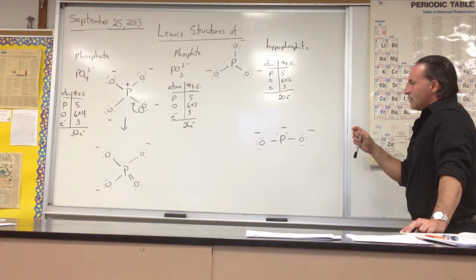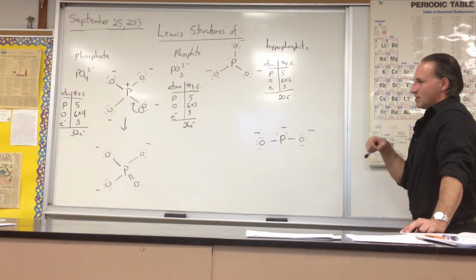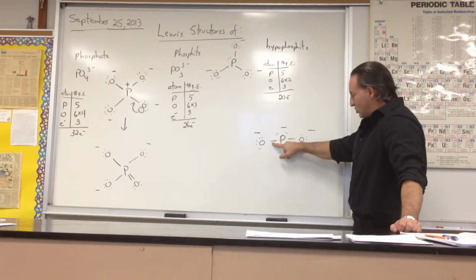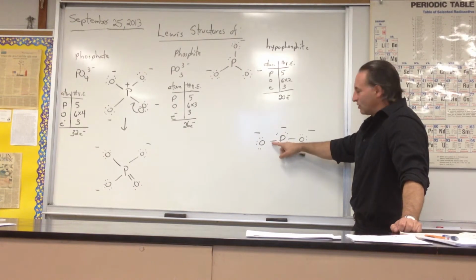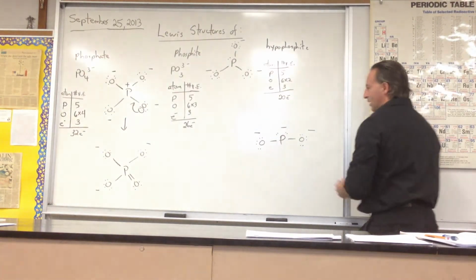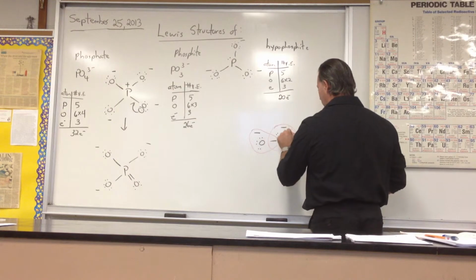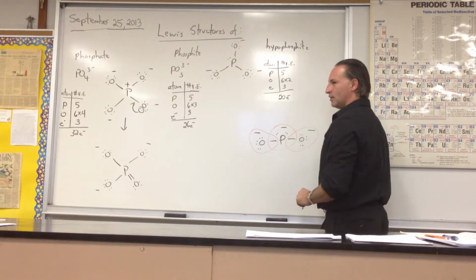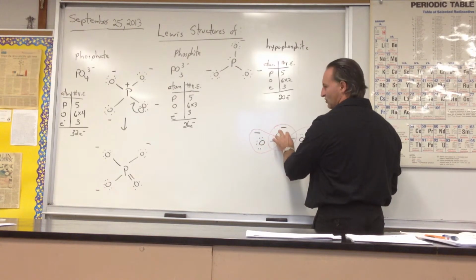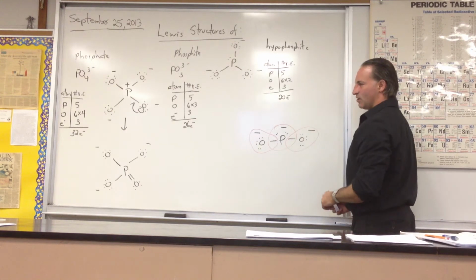For octets, it's sufficient for an atom to be sharing an electron for it to be counted as its own. So when I'm doing octets, the bonds, which represent shared electron pairs, still count as though they belong to the atom. If you were to draw how octets are counted, you would go like this. So this oxygen atom thinks it owns all these electrons. This phosphorus atom thinks it owns all these electrons. And this oxygen atom thinks it owns all those electrons.